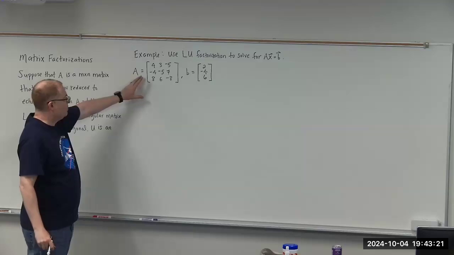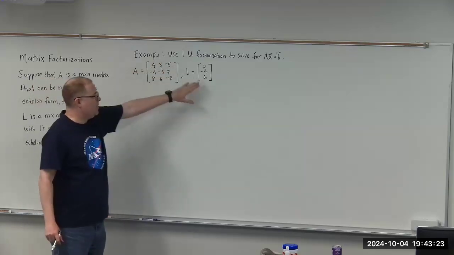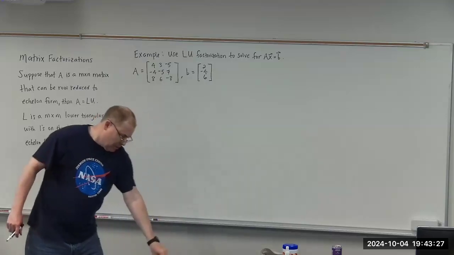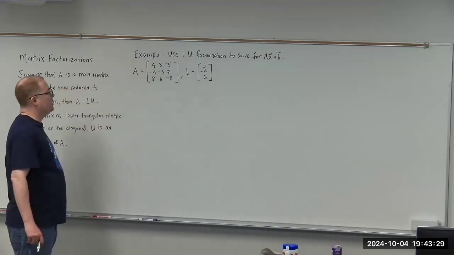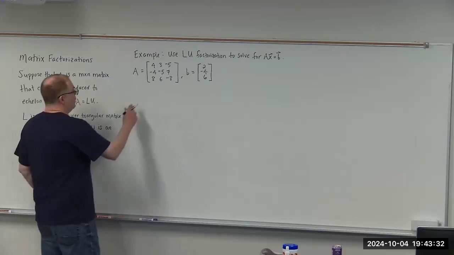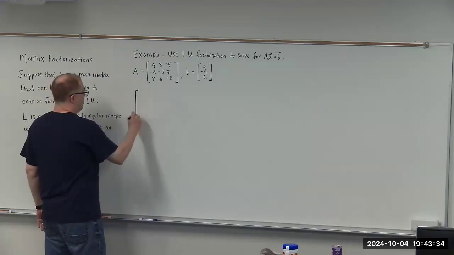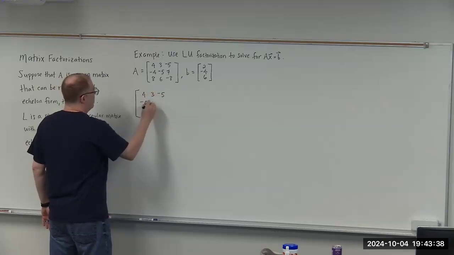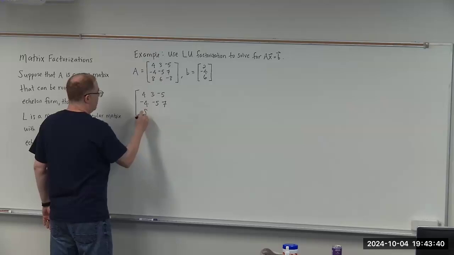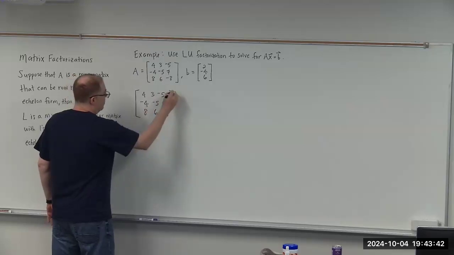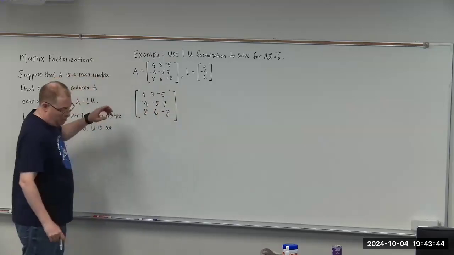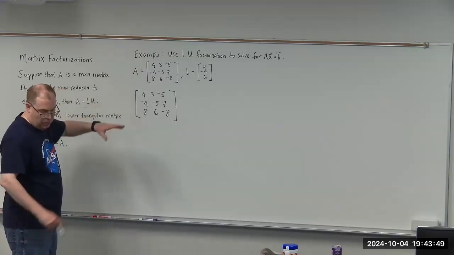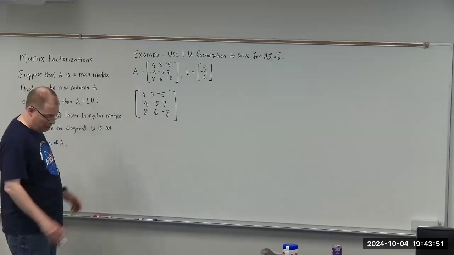So we have A, our coefficient matrix, and we have B, and we want to solve for a solution vector using the LU factorization approach. Okay, so start with this. We need to transform this into an upper triangular matrix.